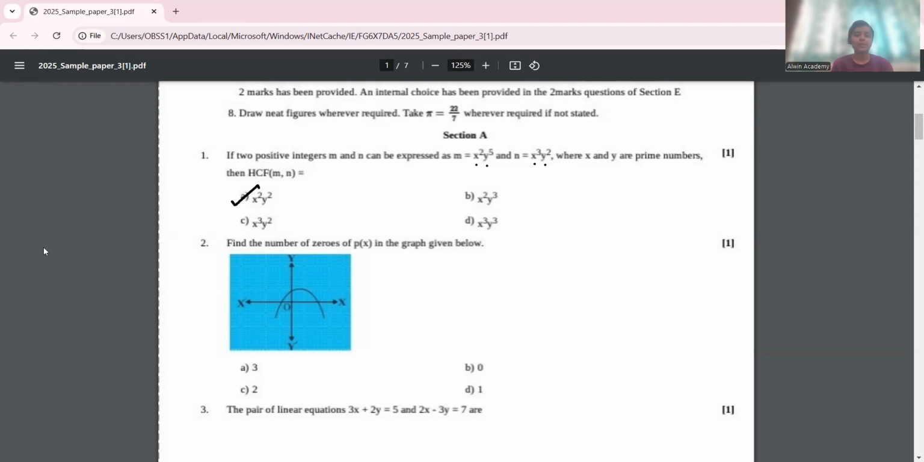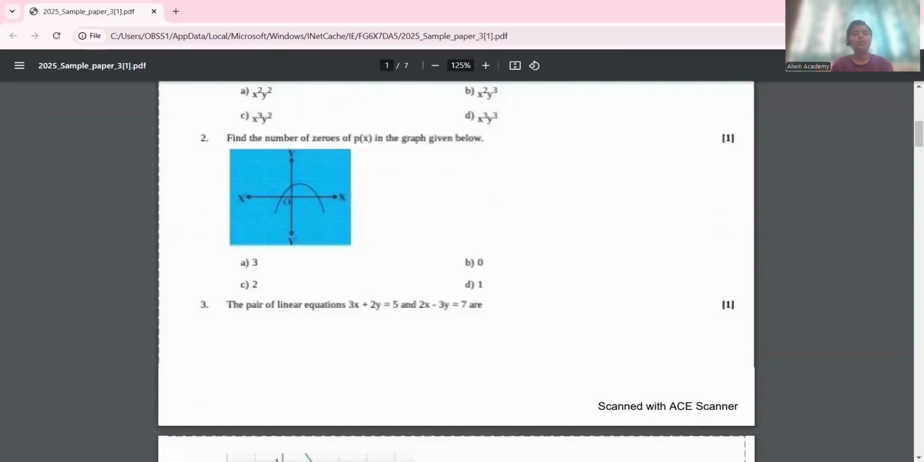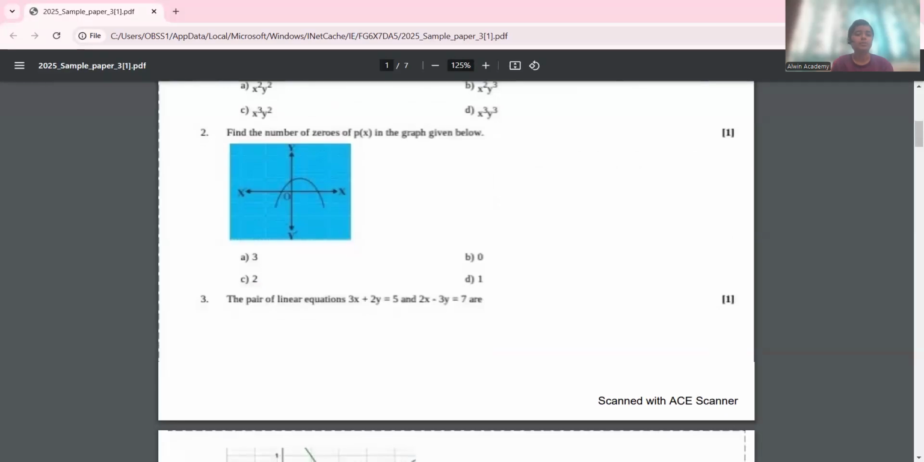Moving to the next question, we have to find the number of zeros of p(x) in the graph given below. Now, the number of zeros is the points where the graph intersects the x-axis. One point is here, one point is here. We have two zeros, option number C.